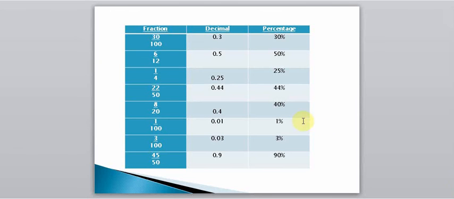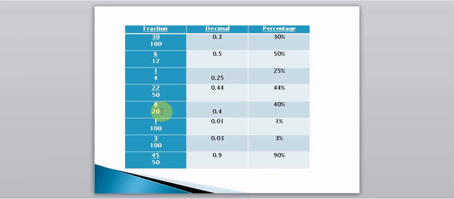Here are your answers. Did you spot the special one here? 6 out of 12 is half, so that's 50%. Now this one had a 50 on the bottom. If you double it, you have 100 on the bottom. You've then got double the top as well, 44 out of 100, so 44%.